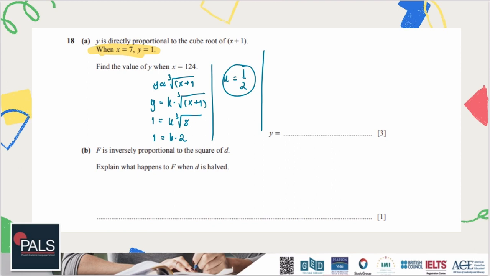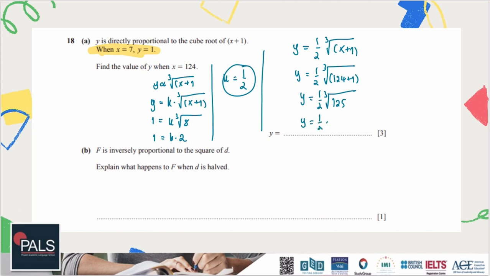So look at this one. Now we have a function y equals k, but k is 1/2, times the cube root of x plus 1, right? So y equals 1/2. We substitute x by 124 plus 1. So the cube root of 125 is 5, right? y equals 1/2 times 5. So y equals 2.5. This is the answer. So the answer of this question is 2.5.